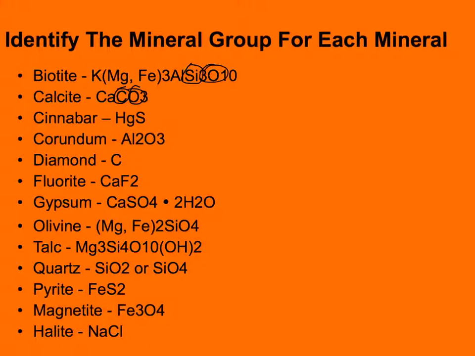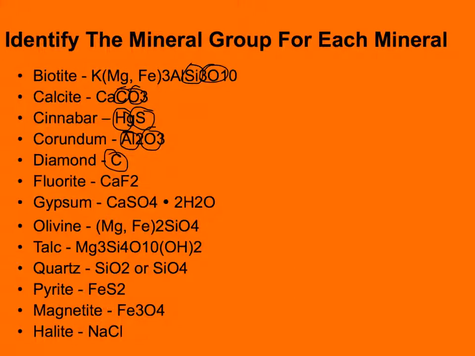The next mineral is called cinnabar. I see a metal, and this metal happens to be mercury, with sulfur, so I know that cinnabar belongs to the sulfide family. The next mineral is corundum, and I see a metal called aluminum with oxygen. And anytime you get a metal with oxygen, it is an oxide mineral, so corundum belongs to the oxide family.